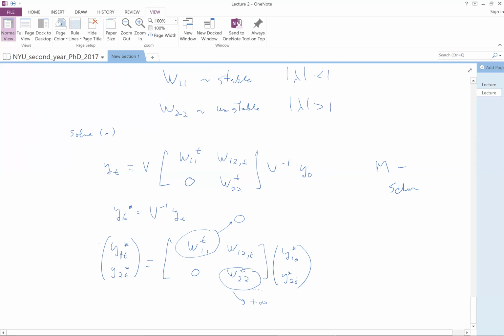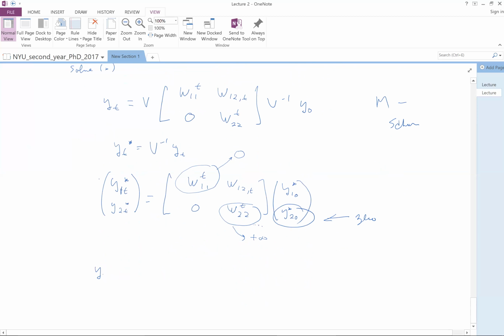So how do we disable these dynamics? We've got to zero this out. We've got to zero this out. So essentially what we want to do is silence the Y2 star dynamics. So how are we going to do that?